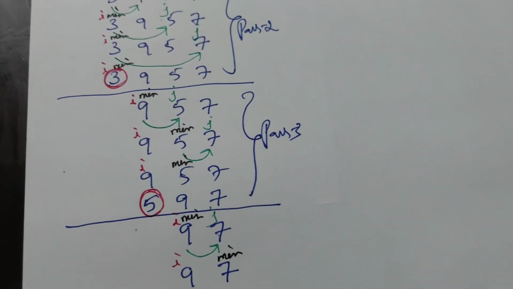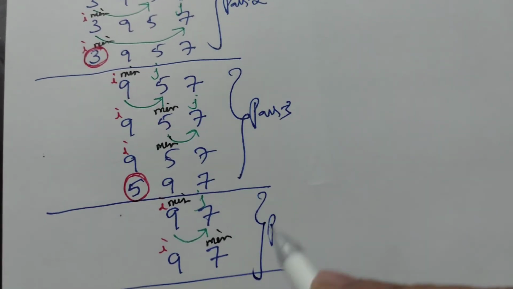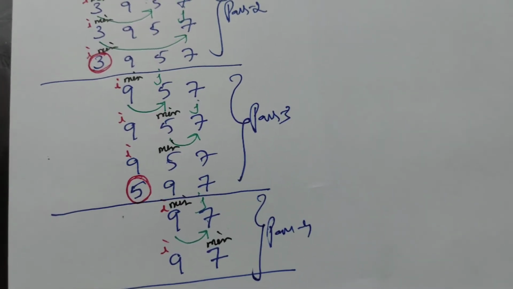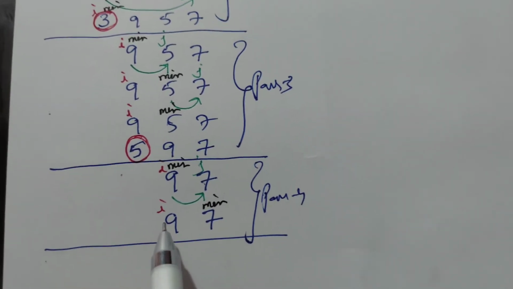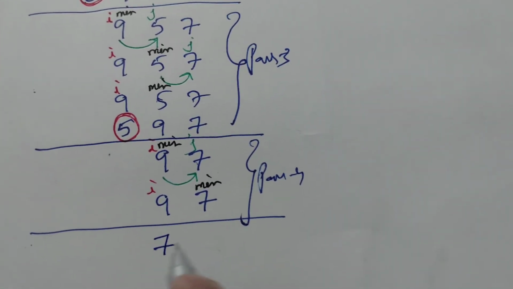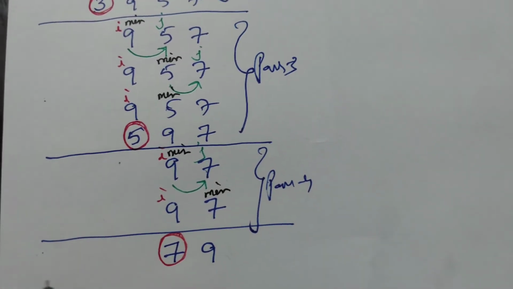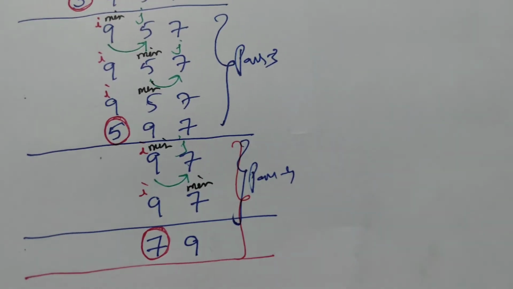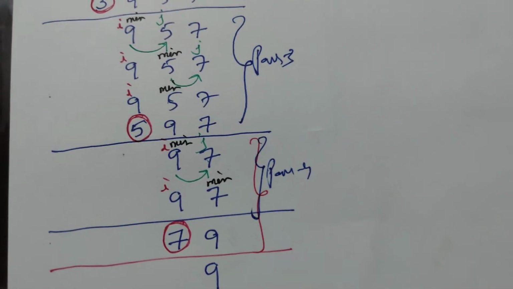So now this is after pass 4. Now what we have to do? We need to swap the ith element and the minimum element. So I got 7 and 9 here. So I got the fourth minimum. Actually this is my pass 4. Now we are left with only one element, and that itself is already in place.